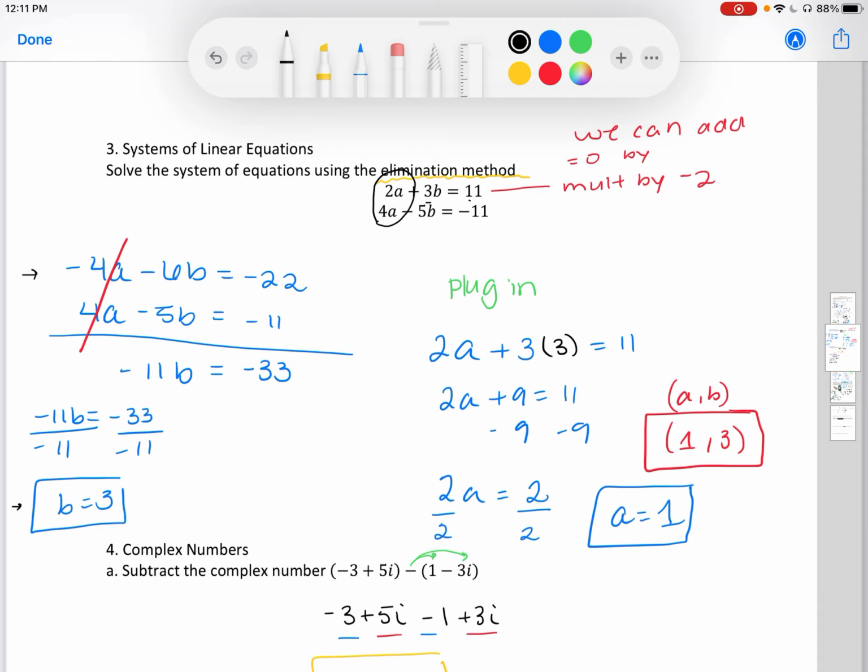And then we go ahead and we plug it in to any one of your equations. It doesn't matter. I chose the first one because it had smaller numbers, and we get an answer to be a equals 1. And remember, your answer has to be a point. If it's not x and y, it's always in the order of the alphabet. So because a comes before b, it goes in the order a comma b.